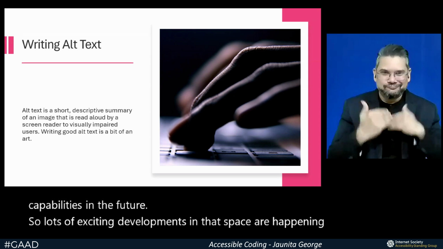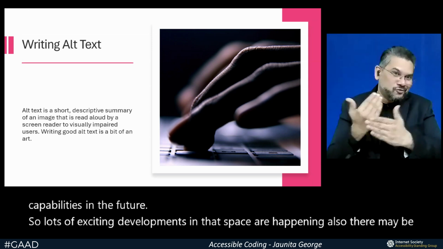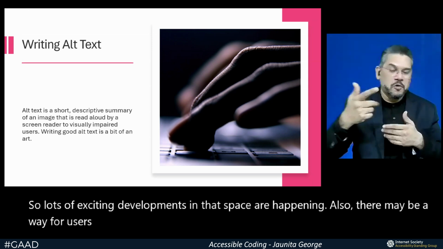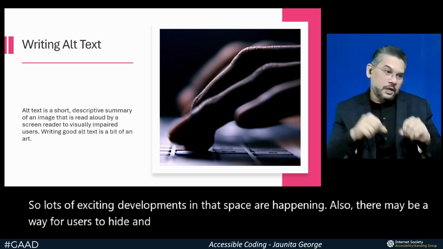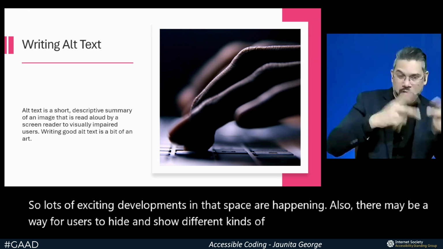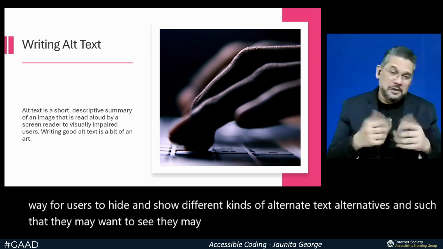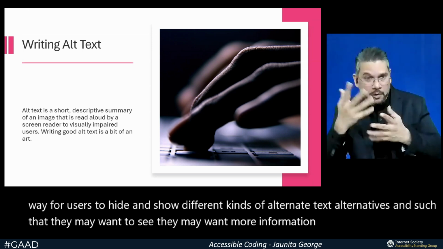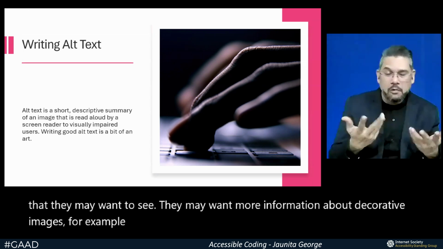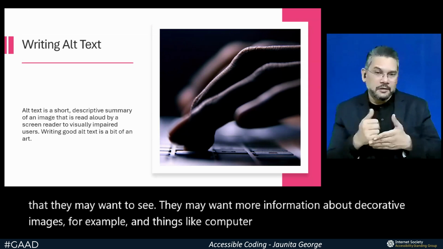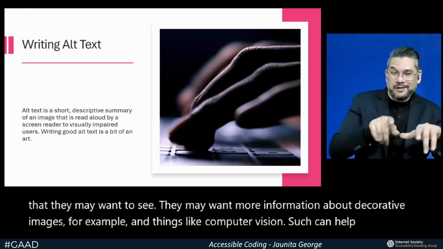Also, there may be a way for users to hide and show different kinds of text alternatives that they may want to see. They may want more information about decorative images, for example, and things like computer vision can help augment that experience for users.